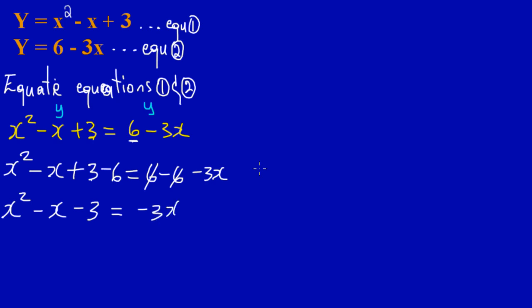So basically, let's take this over. Let's take over this negative 3x. If I have a negative 3x on this side, to cancel it out, I must add 3x to both sides, which is the opposite of subtraction. So here now I'm going to say x squared.